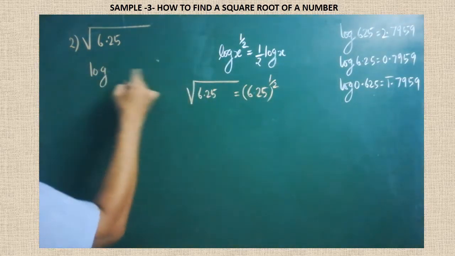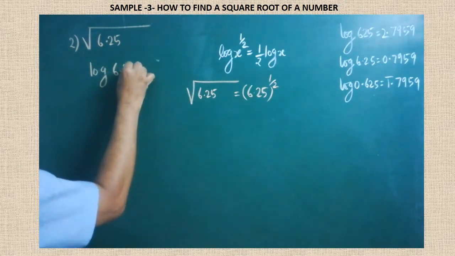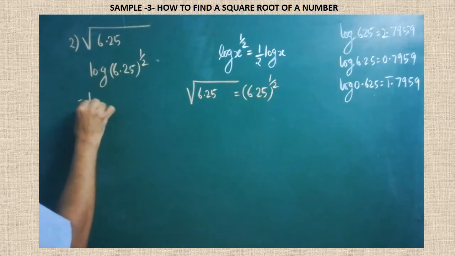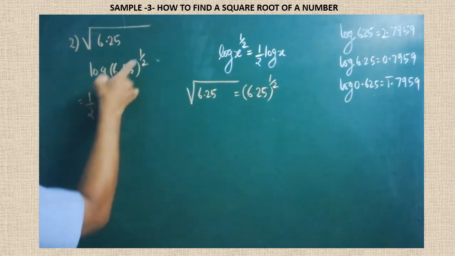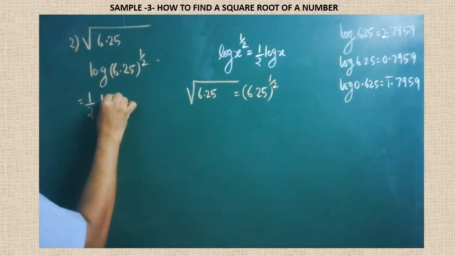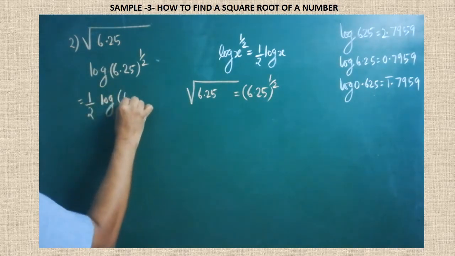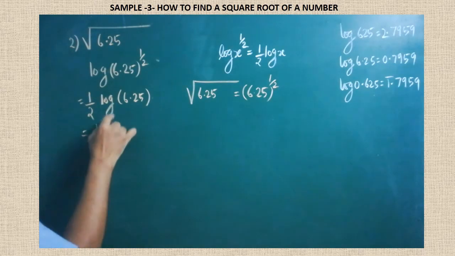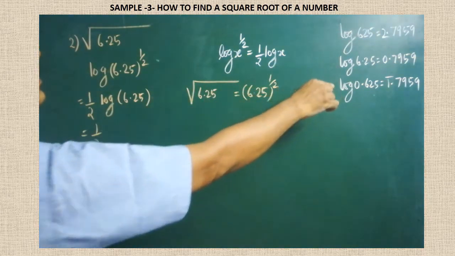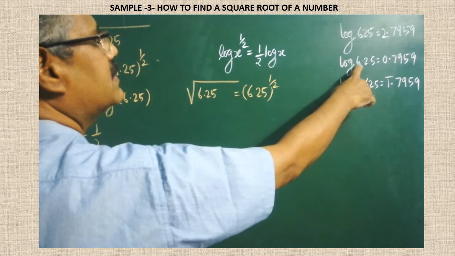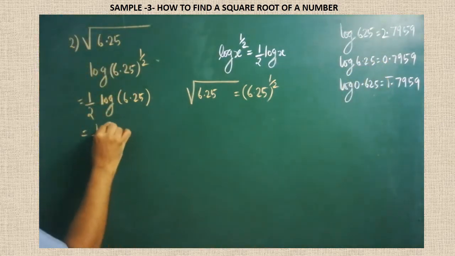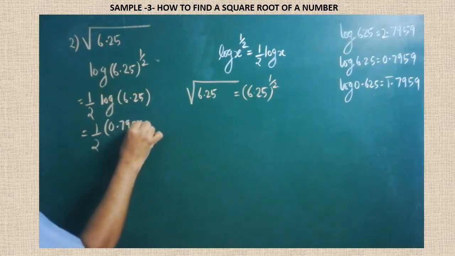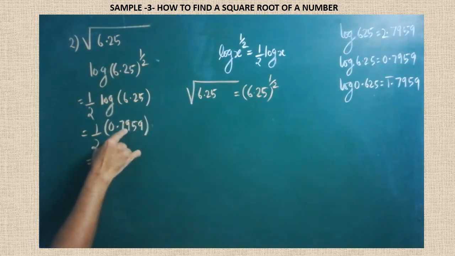Now write the same number here: 6.25 to the power of half. The next step, the half can be brought to this side. As per logarithmic rules, half of log of 6.25 must be written. Half of log of 625 is already written. Before the decimal point only one digit is there. Therefore 0 is the characteristic. So 0.7959 is the value. Divide the factor by 2.